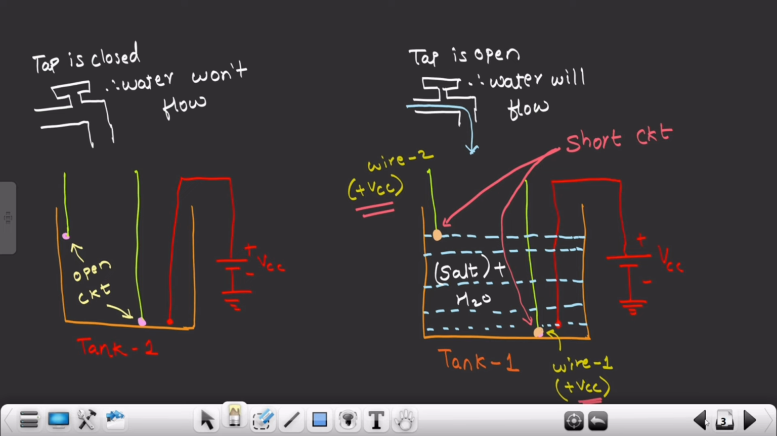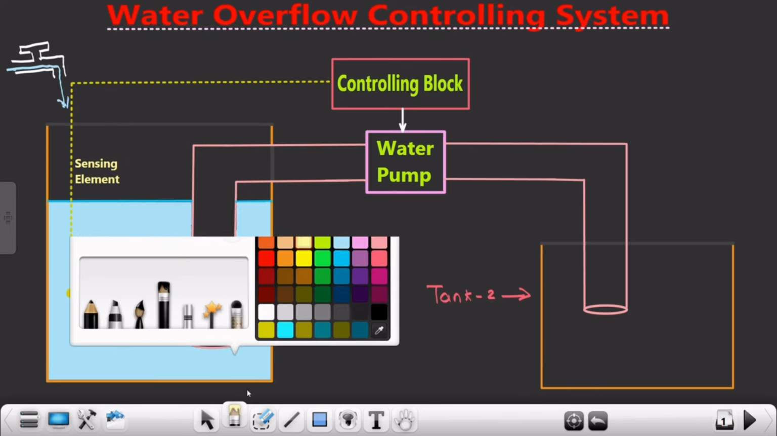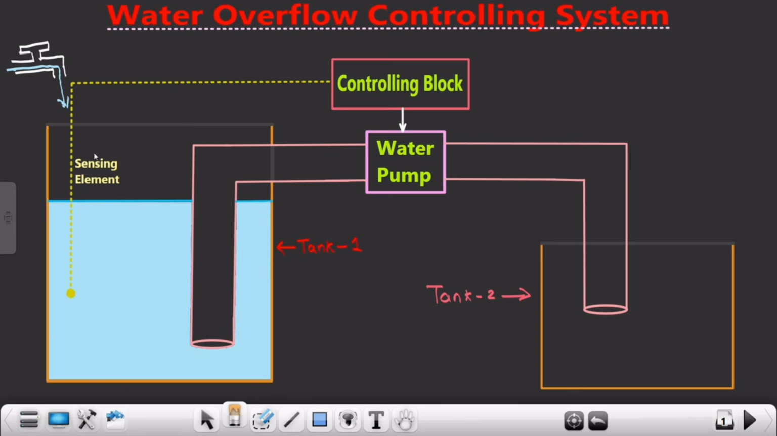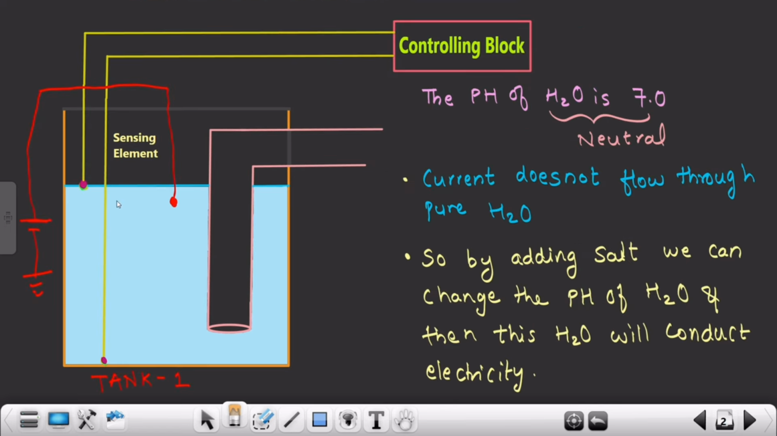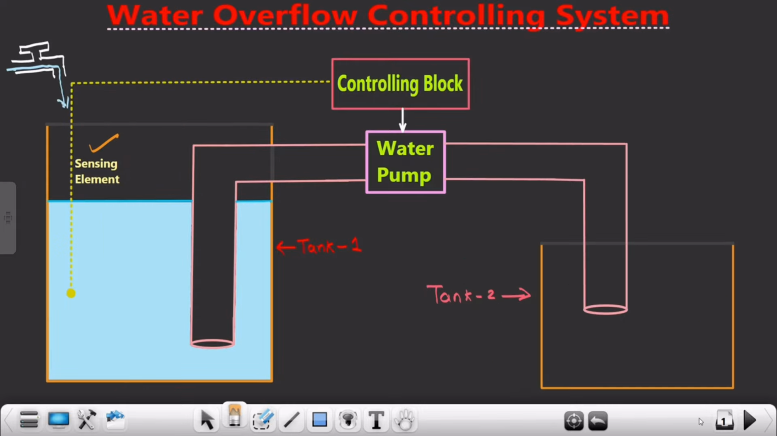Great. And now, since we had done the sensing element, let me do the tick mark over here. So we had finished the sensing element. How exactly had we designed it? We had designed the sensing element by taking two wires, adding salt and stirring the salt in the water, and then just putting plus VCC, the positive terminal of the battery. Great. So we had covered the sensing part. Now we will move to the controlling block.